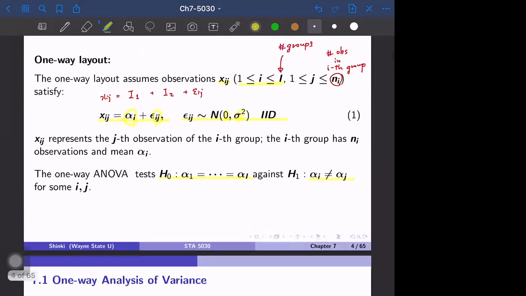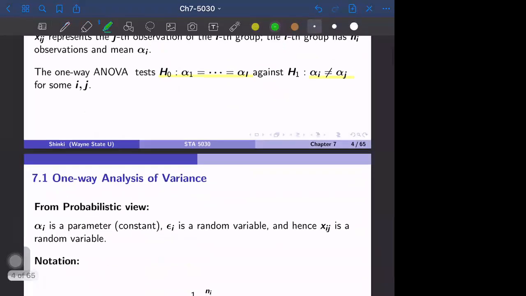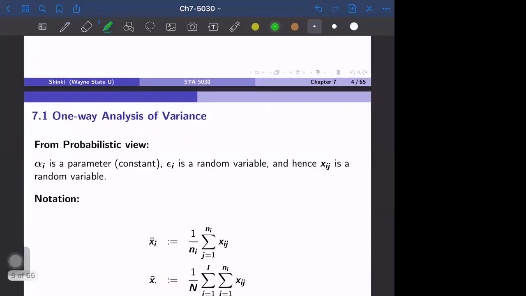Now the probabilistic view. The alpha_i's are parameters. If I_1 is the indicator function for the first group, then alpha_1 is the coefficient for this indicator function, and alpha_2 is the coefficient for the indicator function for the second group. So alpha_1 and alpha_2 are parameters, and the random factor is epsilon. So x_ij is also random. Alpha_i is a constant parameter, epsilon_ij is a random variable, and x_ij is a random variable also.